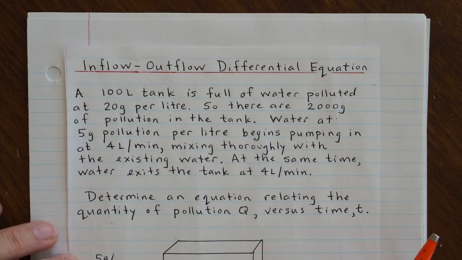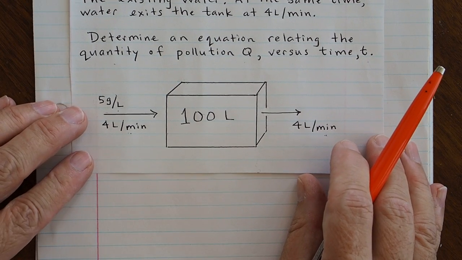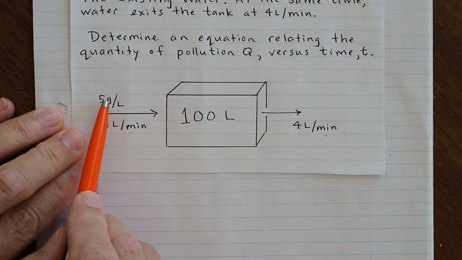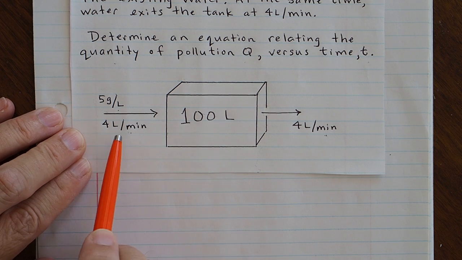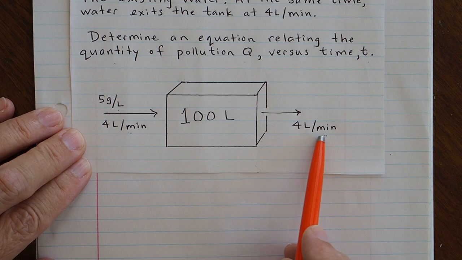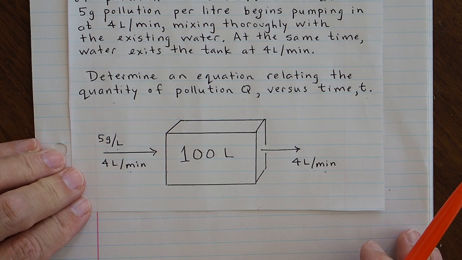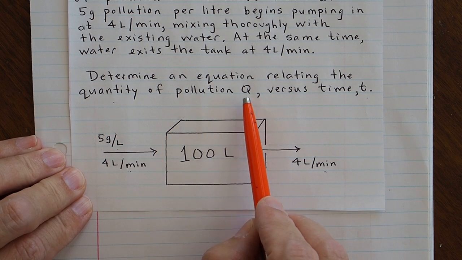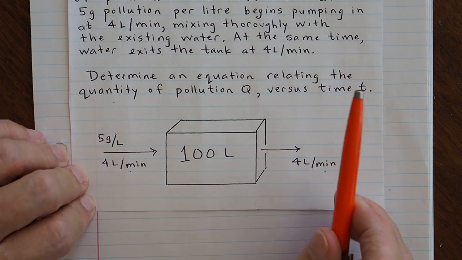A graphic illustrating what's happening in this question is here. So we have, this is the concentration of pollution, 5 grams per liter. And this is the rate the water is flowing into the tank. And this is the rate the water is flowing out of the tank. The problem requires us to determine an equation that relates the total quantity of pollution in the tank Q versus time T in minutes. Let's see how we would do this problem.